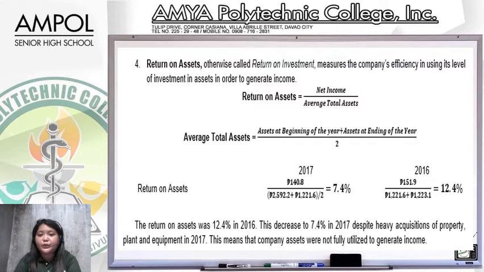To get the average total assets, you add the assets at the beginning of the year to the assets at the end of the year, then divide by 2. As you can see, the return on assets was 12.4% in 2016, and this decreased to 7.4% in 2017. Despite heavy acquisitions of property, plant, and equipment in 2017, this means that the company's assets were not fully utilized to generate income.